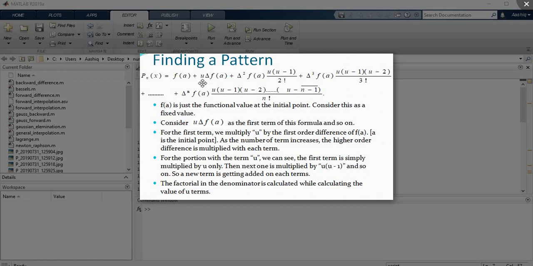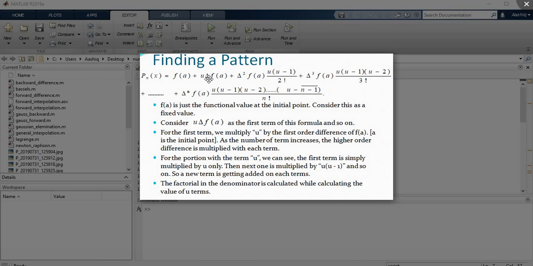Here, I'd like to show you the pattern of the u terms first, and then the pattern of the differences. For the first term, I have only u, and for the second term, I have u minus 1 multiplied with u. Then the third term, u minus 2 multiplied with u and u minus 1. So as the formula progresses, a new factor is multiplied with each u term, so I need to find that new factor every time the number of terms increases.